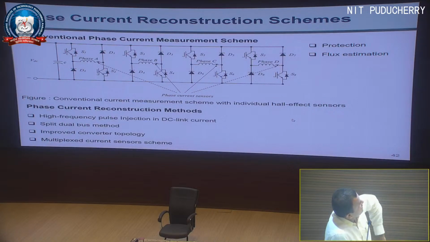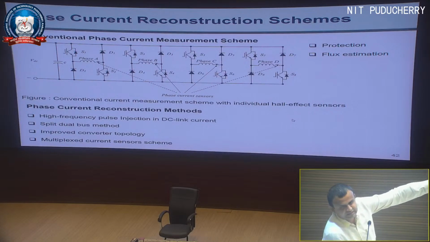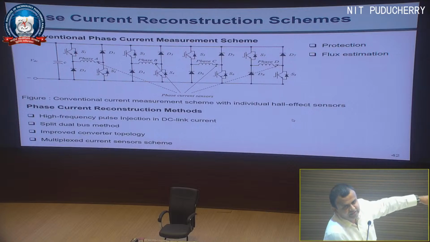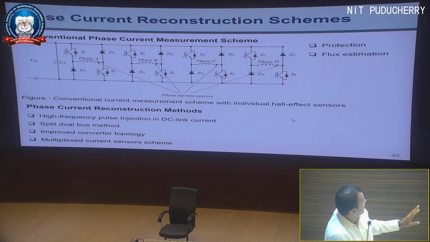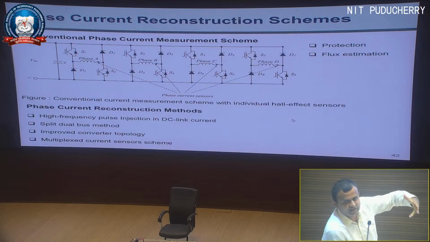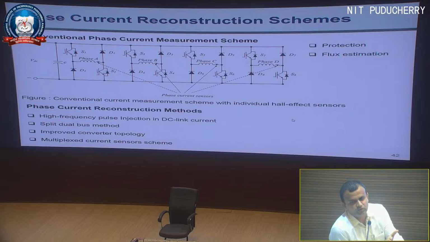For the asymmetric bridge inverter, you need to measure 4 currents, meaning you need to connect 4 sensors in the 4 phases. These are the methods available in the literature: high frequency pulse injection, split dual bus, improved converter. So people also try to modify the converter. Why go for asymmetric? Instead, I will try my own converter. You can design your own converter and name it after yourself, because that is how the Cuk converter and the SEPIC converter came into the picture, named after their inventors.